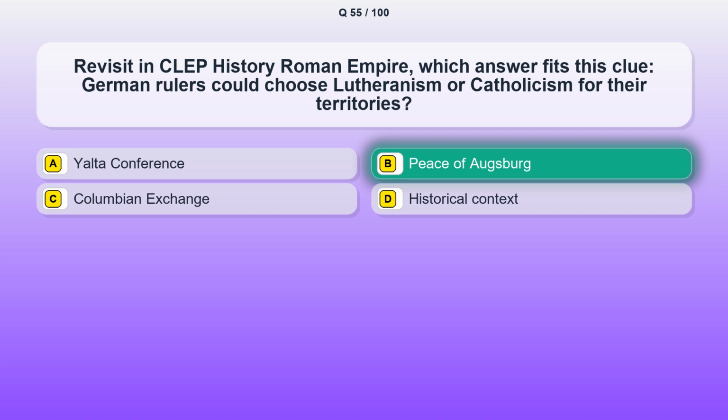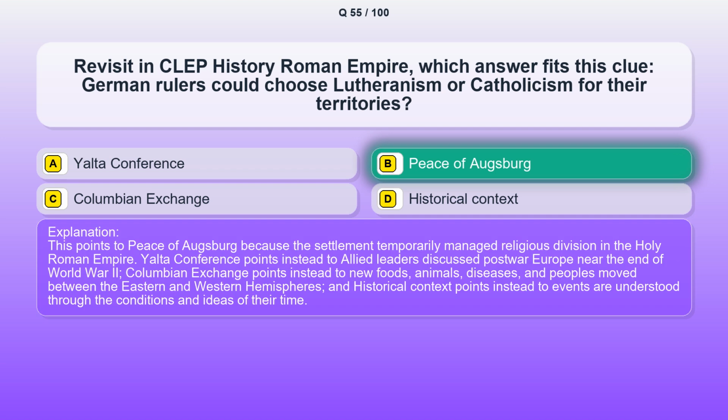The correct answer is option B, Peace of Augsburg. This points to Peace of Augsburg because the settlement temporarily managed religious division in the Holy Roman Empire. Yalta Conference points instead to Allied leaders discussed post-war Europe near the end of World War II. Columbian Exchange points instead to new foods, animals, diseases, and peoples moved between the Eastern and Western hemispheres. And historical context points instead to events are understood through the conditions and ideas of their time.